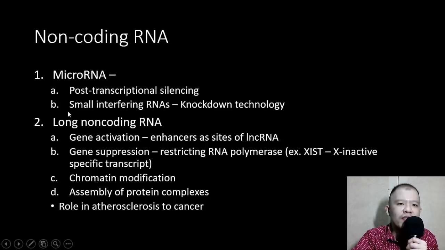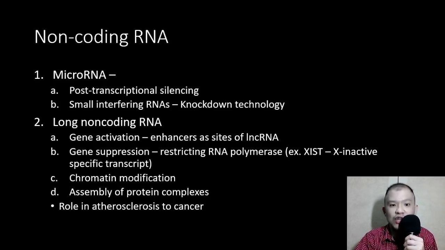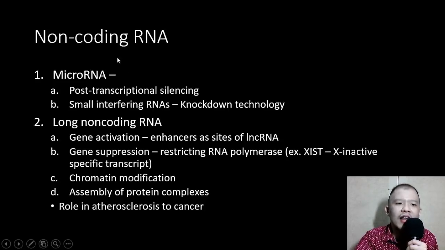Another form of non-coding RNA is what we call the long non-coding RNA. It's very much similar to microRNA, but the functions are varied. It can be used to activate a gene, suppress a gene, modify chromatin, and assemble protein complexes. All these non-coding RNAs are involved in the control of different diseases, varying from atherosclerosis to cancer.